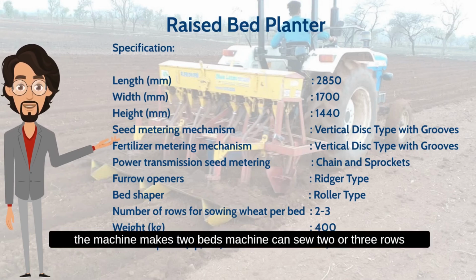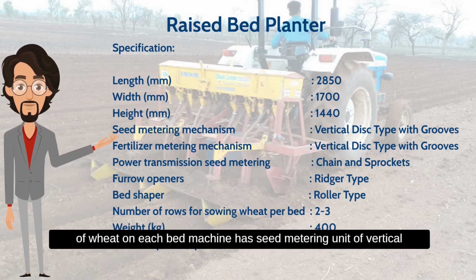The machine makes 2 beds. Machine can sow 2 or 3 rows of wheat on each bed. Machine has seed metering unit of vertical disc type. The draft requirement of the machine is reduced due to roller type bed shaper.